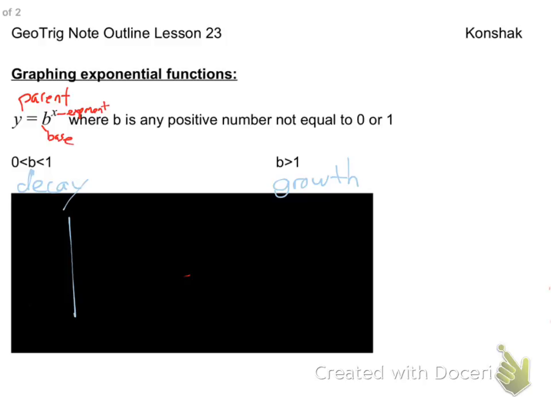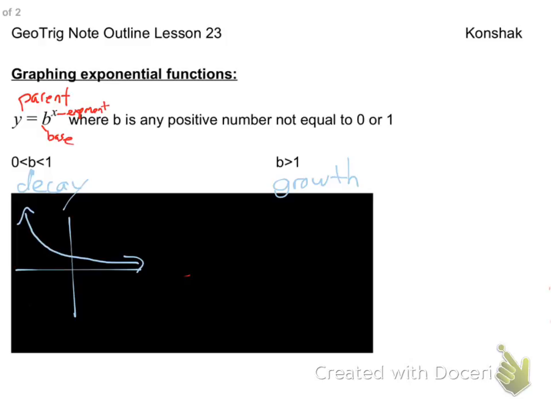A decay graph will start tall, or start out with a lot, and go towards nothingness. But here's the thing. Can you start with something and bring it to some power to get nothing? No. Okay? So you never are going to make it to 0.